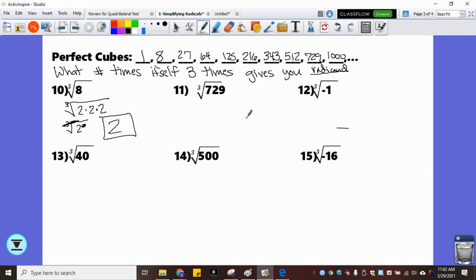729 is part of that list too. What number do we multiply 3 times to give me 729? Almost 10, 9. Because this is 9 times 9 times 9. So you got 9.